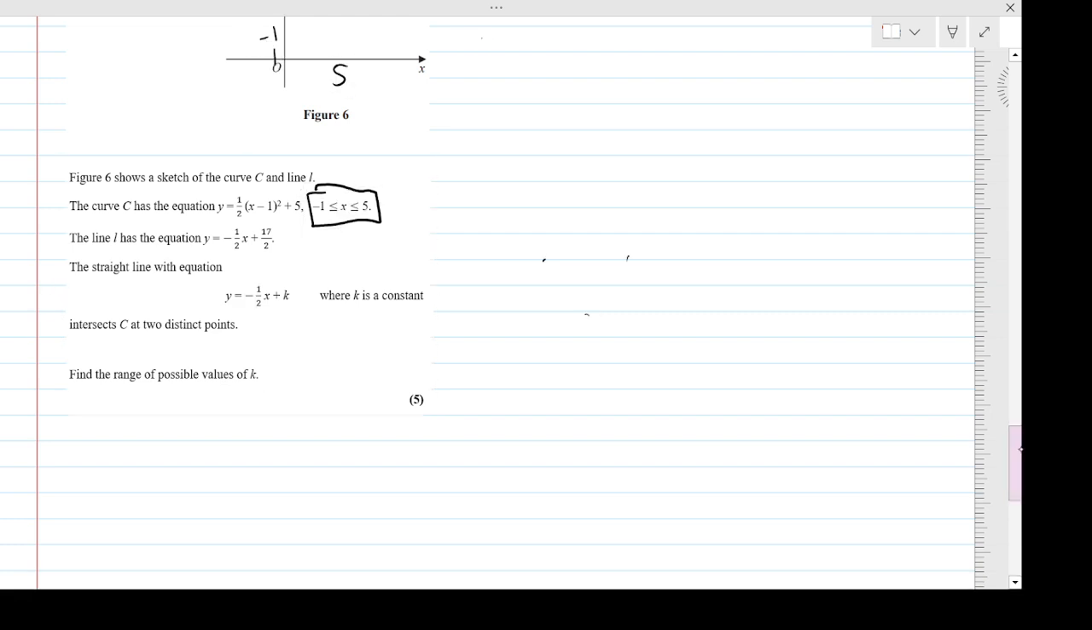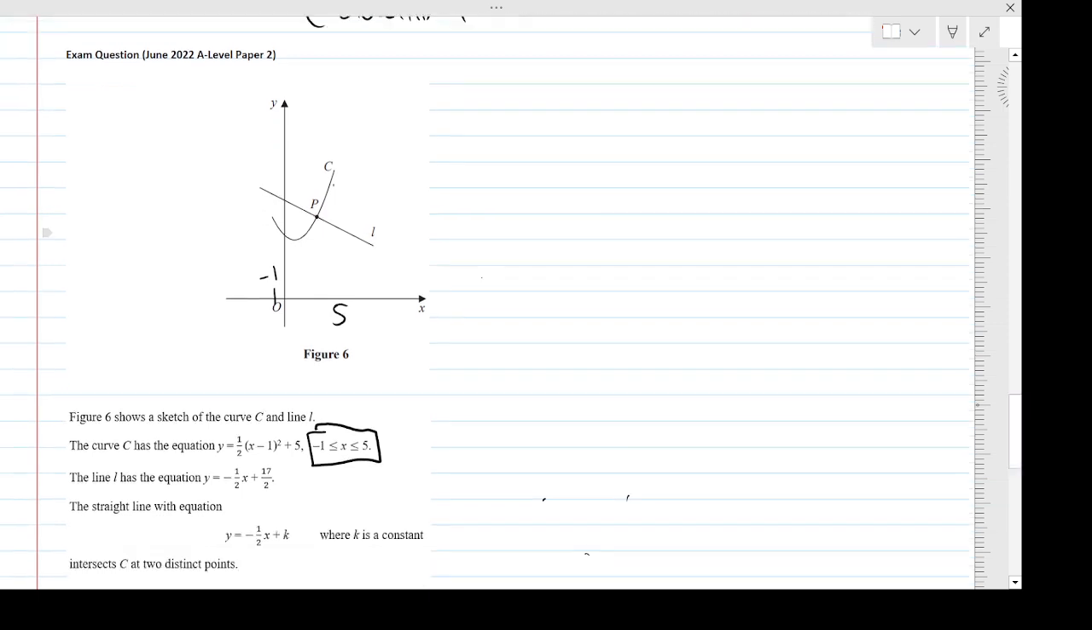So first of all, this line. What is this line saying? y is minus a half x add k. They're giving us this line here, and coincidentally, it's minus a half x, which is the same gradient, but they're giving k to be 17 over 2. So this line L is particularly k equals 17 over 2. And that's helpful to visualize what the line would look like.